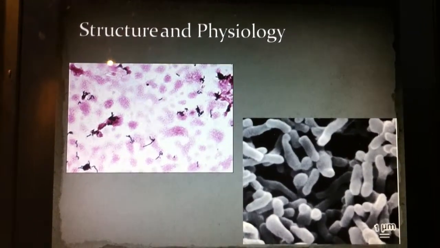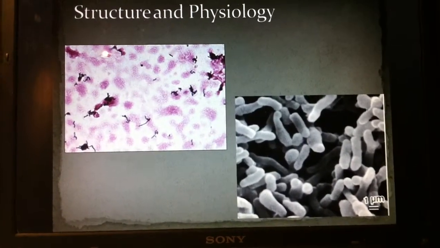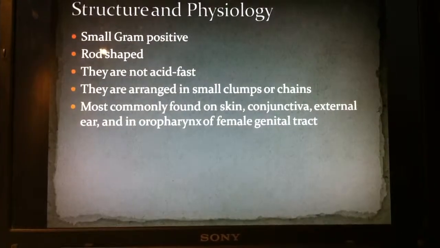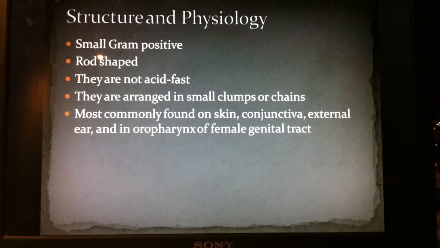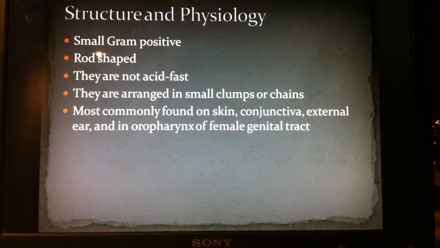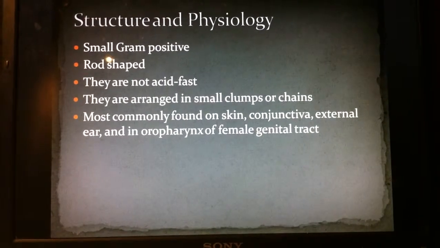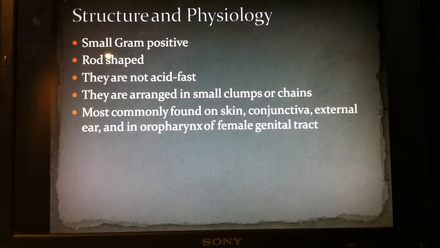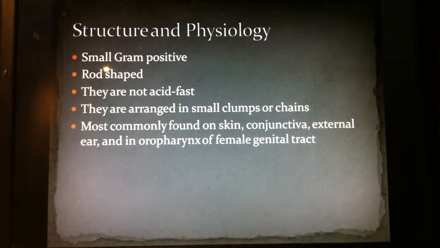Now, let us take a look into the structure and physiology of Propionibacterium. Propionibacteria are small, gram-positive rods. They are often arranged in short chains or clumps. They are not acid-fast, and hence they grow slowly in culture and tend to produce chronic, slowly developing infections. They are commonly found on skin, conjunctiva, external ear, and the oropharynx of the female genital tract.